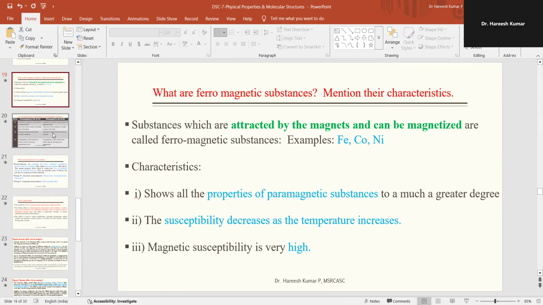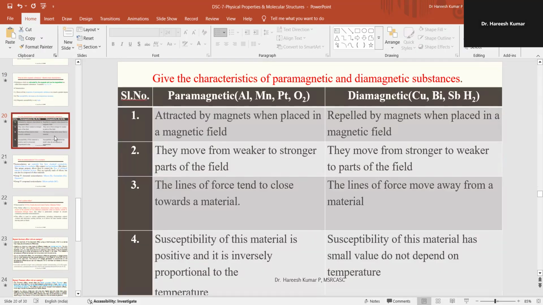So with this, I will differentiate the paramagnetic substances and the diamagnetic substances. Paramagnetic substances are attracted by magnets when placed in a magnetic field. Diamagnetic substances are repelled by magnets when placed in a magnetic field. Paramagnetic substances move from weaker to stronger parts of the field. Diamagnetic substances move from stronger to weaker parts of the field.